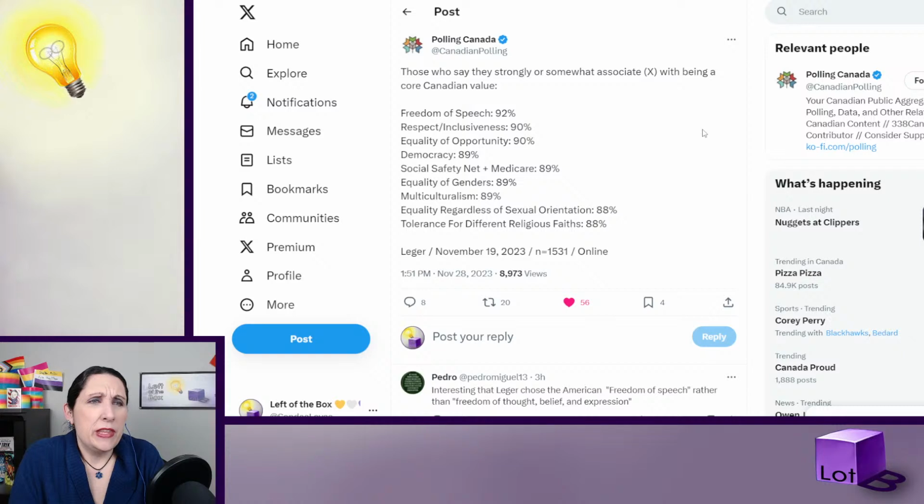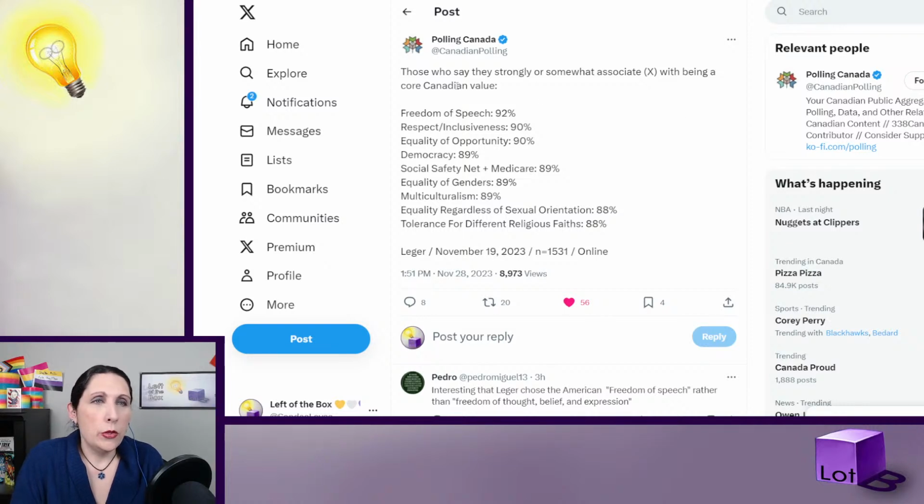And I also just thought this was interesting from Polling Canada. So Polling Canada on Twitter, go follow them. They aggregate from other polls. So this isn't polling that they do. They're just showing you polling that has happened, because some people like to accuse them of being biased when no, they're just pulling it from actual polls, and they list their sources and everything of that sort.